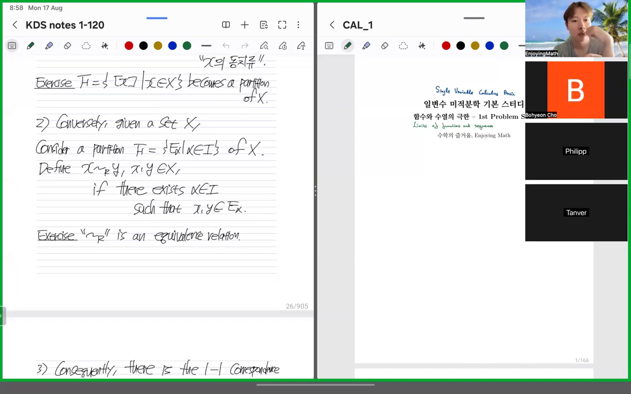Okay, so therefore, let's say if we pick any element from the original set, it will belong to some element in the partition, right? At least. Because by the definition of partition, the union of the elements of the partition gives us the original set, which means every element in the original set belongs to some element in the partition by default.